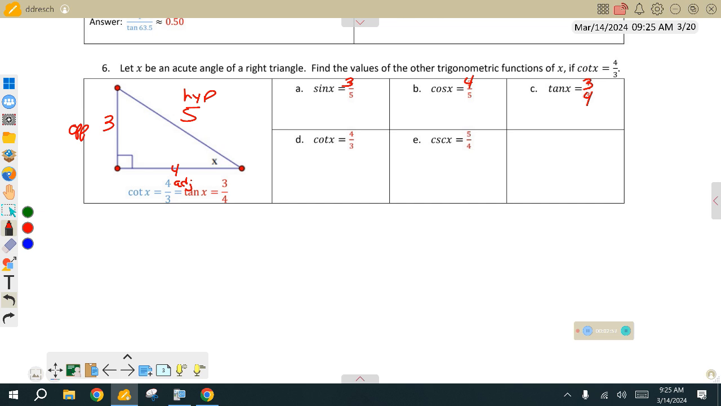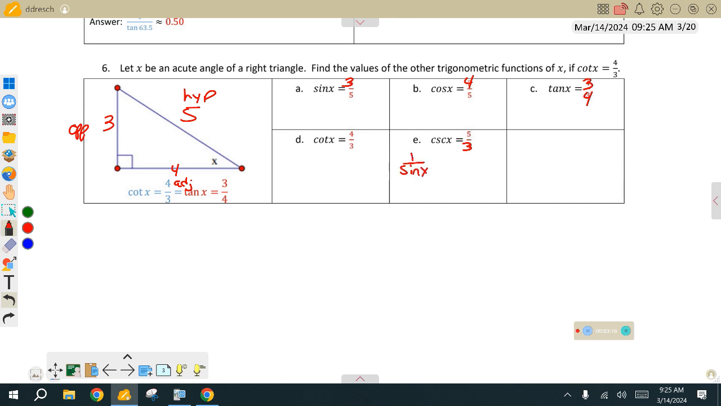On that cotangent, well, we already knew what the cotangent ratio was. We got that one, 4/3. Cotangent was given to us. But then the cosecant ratio. Cosecant is the reciprocal of sine. So where sine was 3/5, therefore cosecant is 5/3. It's the reciprocal of sine.